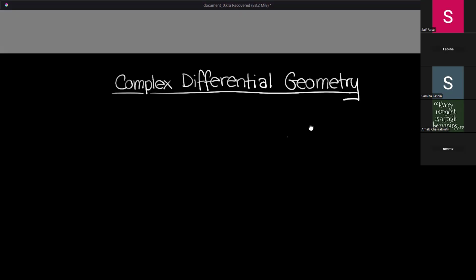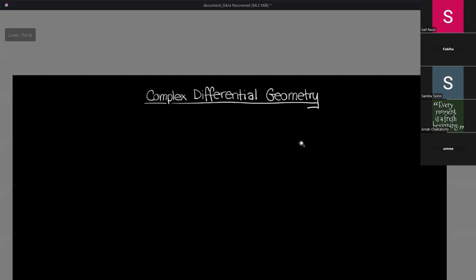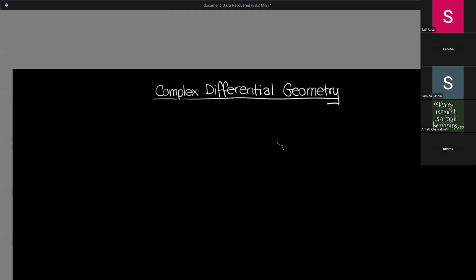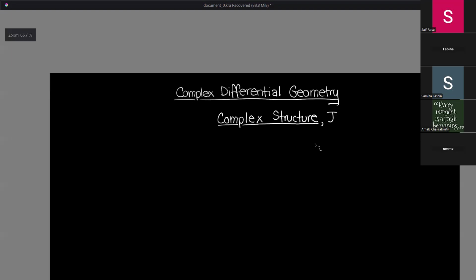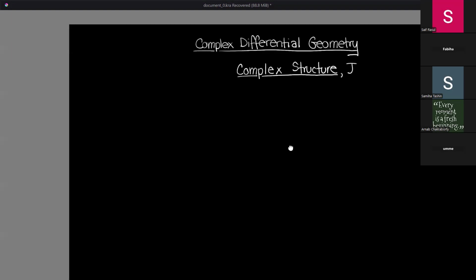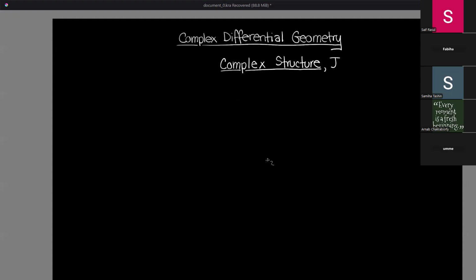So, hello everybody. It's our favorite television show, Complex Differential Geometry. So today we're going to be talking about the complex structure, usually called J. But before we do so, let's recap what we've done so far in increasingly general terms.